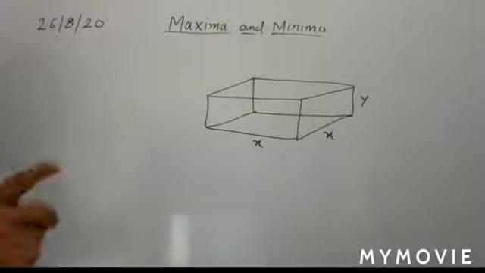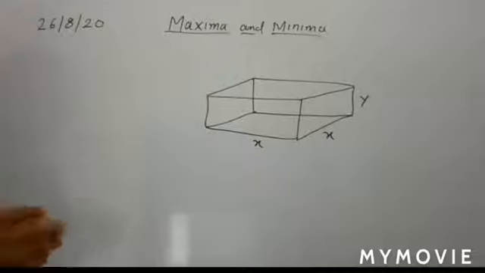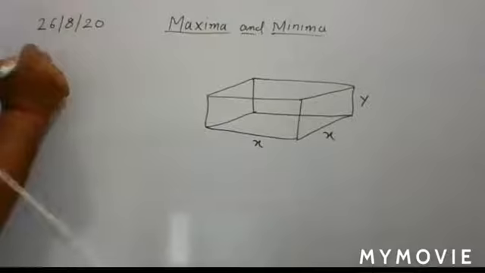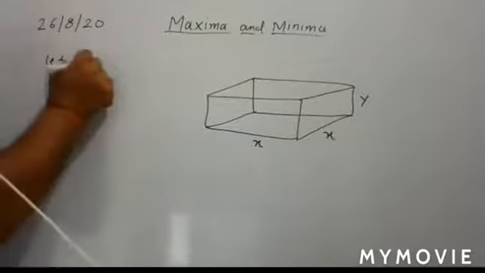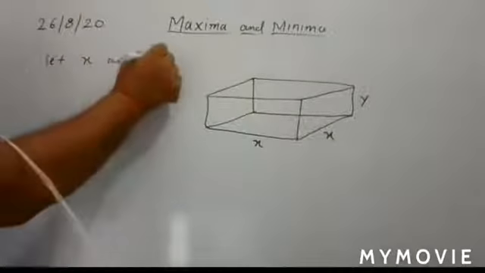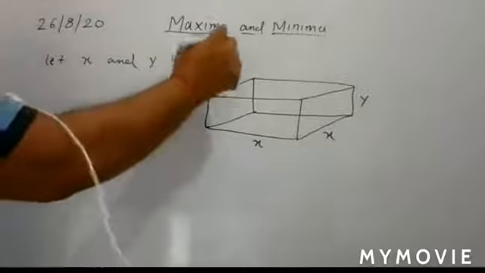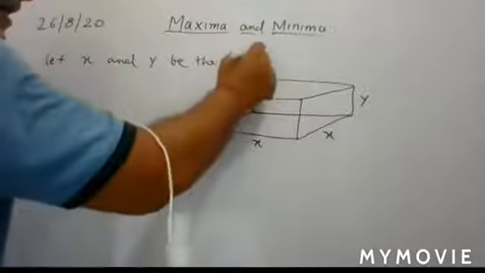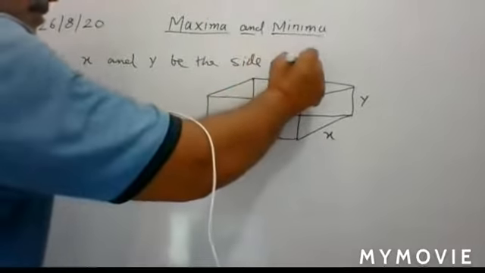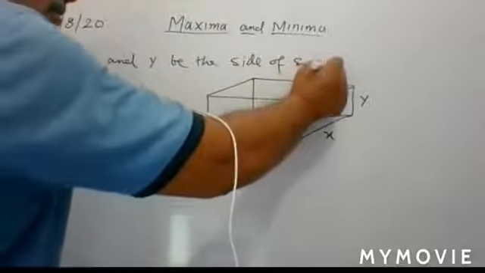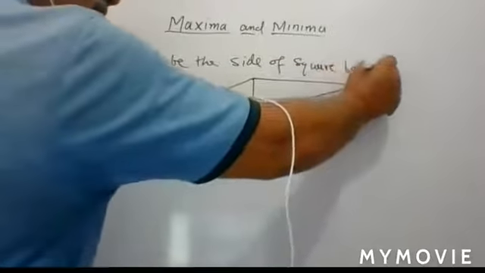Okay, now adding, so you have the cost of the material, but here you have to minimize that value, meaning you have to find the minimum value of that cost. So first you assume, let x and y be the side of the square base and height.